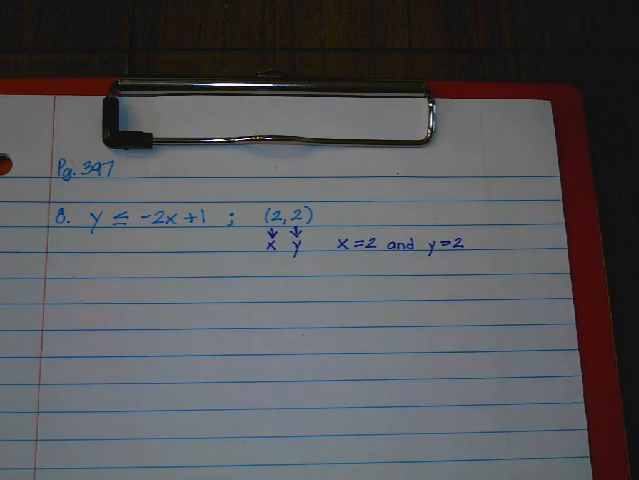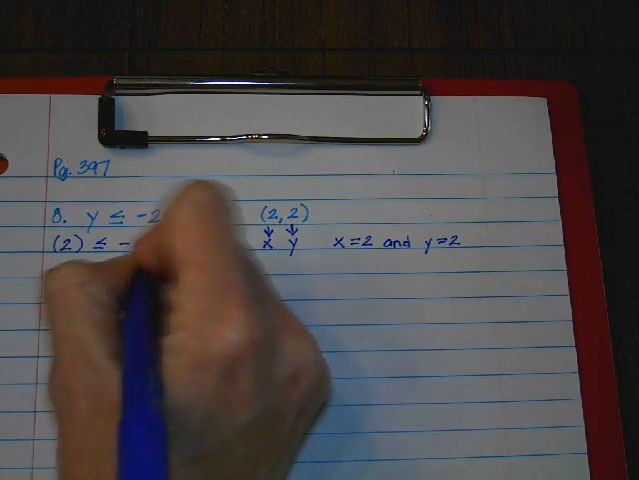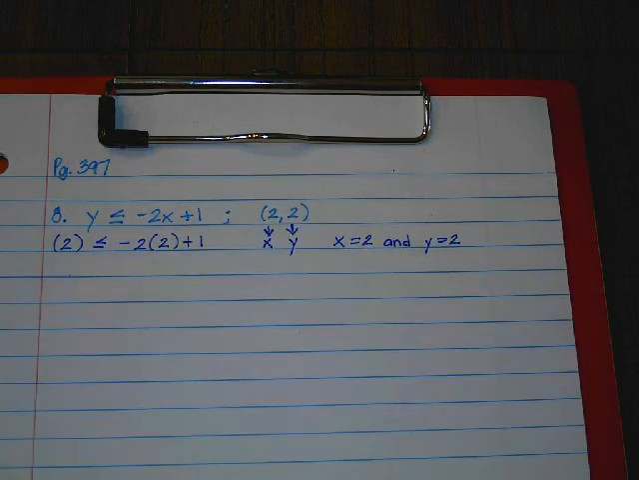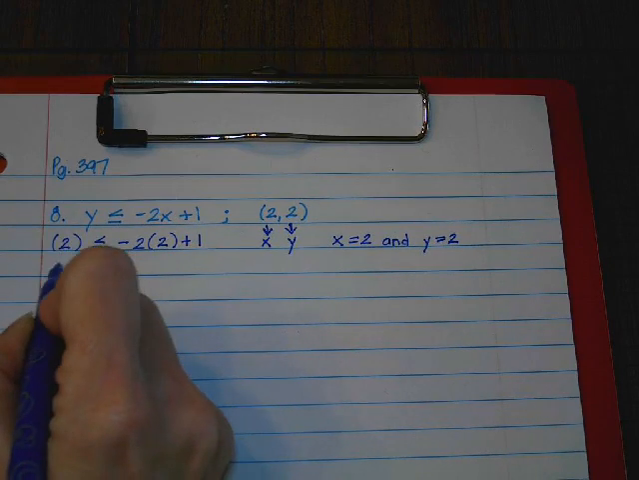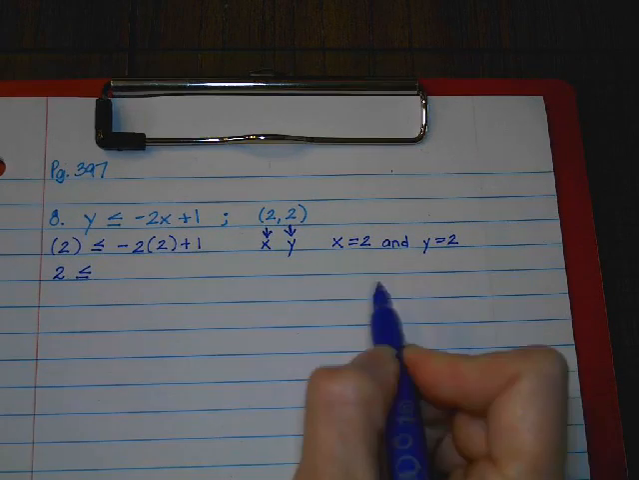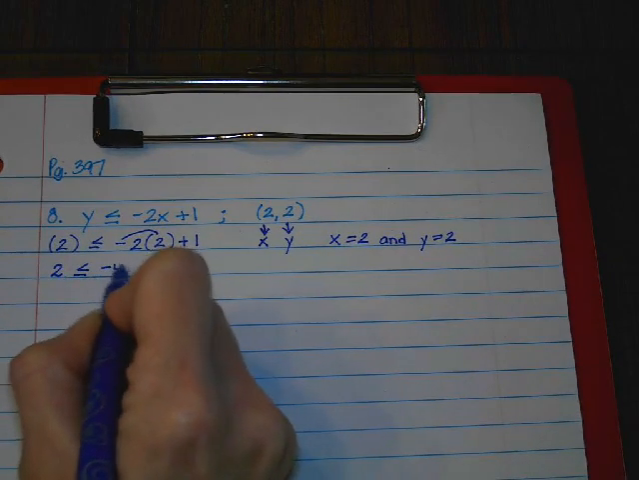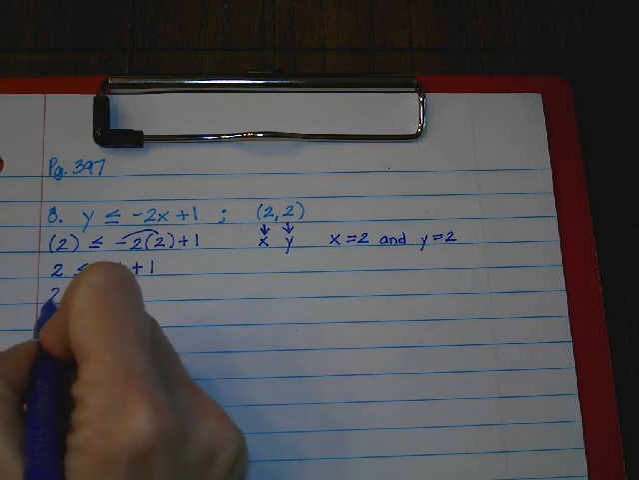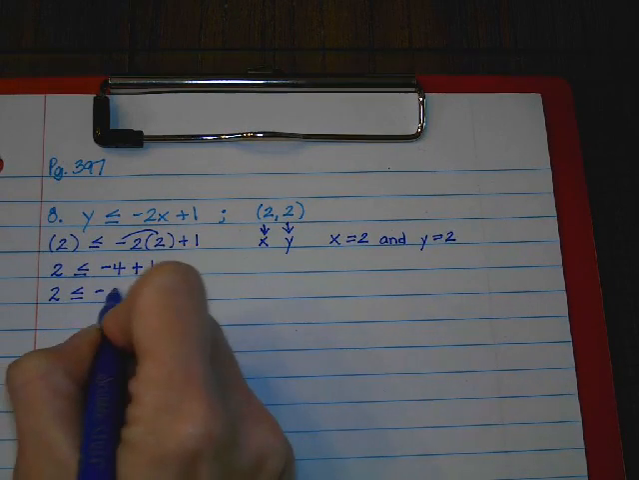So they're wanting us to substitute those two values in. So we're going to go over here, we're going to replace our y value with 2, less than or equal to, negative 2 times our x value of 2, plus 1. Since there's no values in front of our 2 to multiply the 2 by, it stays 2. Then we'll distribute. Negative 2 times 2 is negative 4, plus 1. Our 2 stays just the same. Negative 4 plus 1 is equal to negative 3.